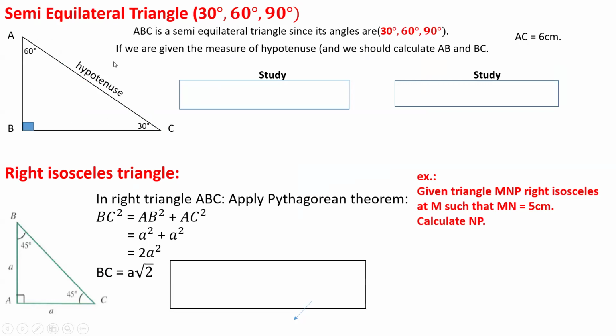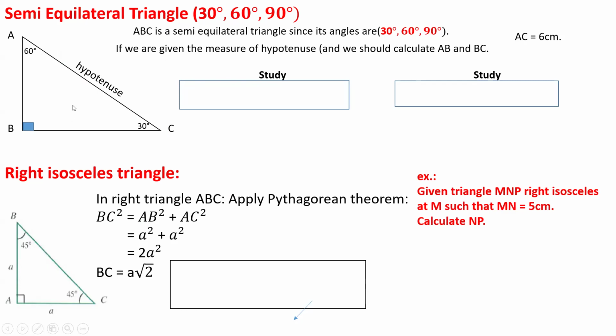This triangle is very special. Why? Let's talk about triangle ABC. We can see that angle B is 90 degrees, angle A is 60 degrees, and angle C is 30 degrees. So we say that the triangle ABC is right at B. Here, since I have 30 degrees and 60 degrees, then it's not only right, we call it a semi-equilateral triangle. Now I am given the side AC, the measure of side AC is 6 centimeters. I have two missing sides which are AB and BC. I should calculate these missing sides.